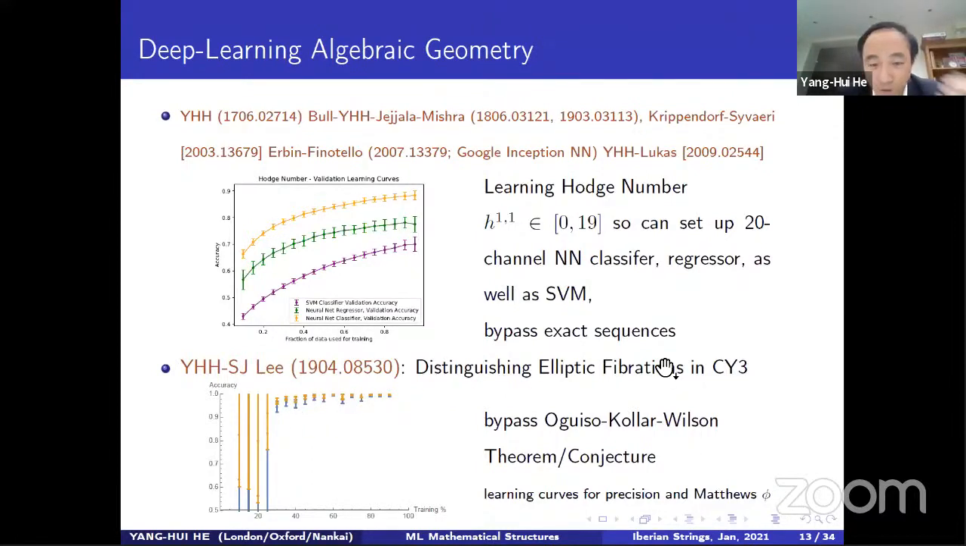And of course, this is extremely useful, because instead of trying to use all these fancy theorems to decide whether something is elliptically fibered, which is obviously useful for F-theory, you can just now guesstimate in a few seconds on your laptop and say, oh, okay, with 99.9% confidence, this manifold is an elliptically fibered manifold, without going through the rigmarole.